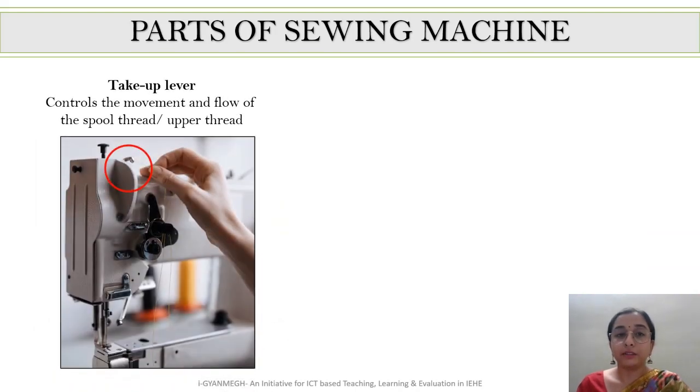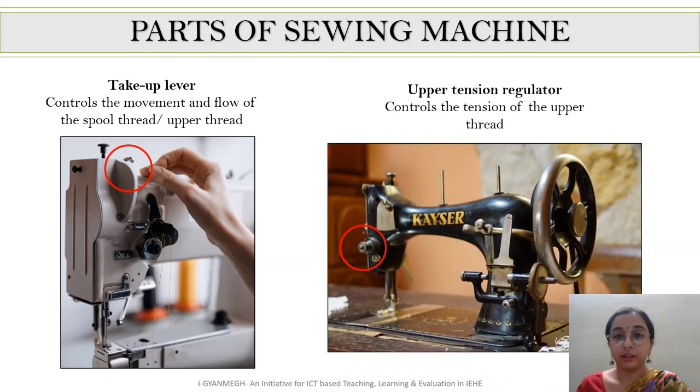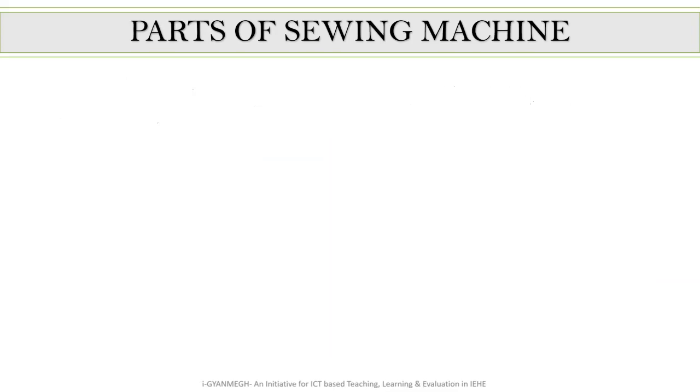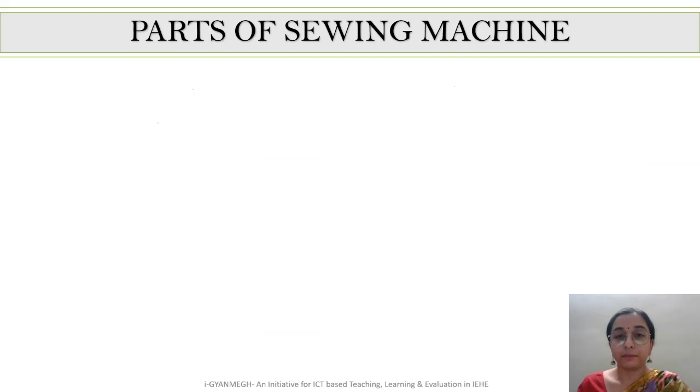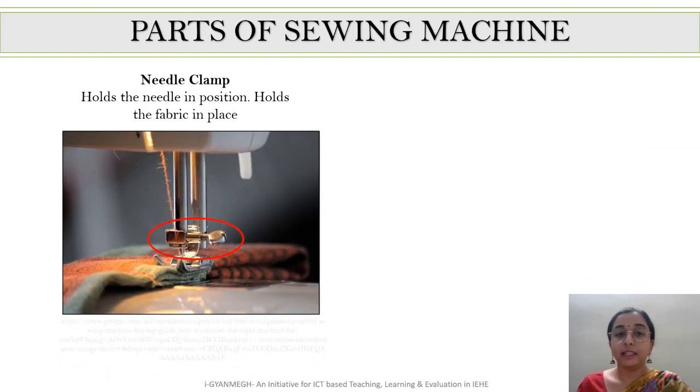The next part we'll be discussing is the take-up lever. So the take-up lever is responsible for the movement and the flow of the spool thread or the upper thread. Next is the upper tension regulator. So as the name suggests, it controls the tension of the upper thread.